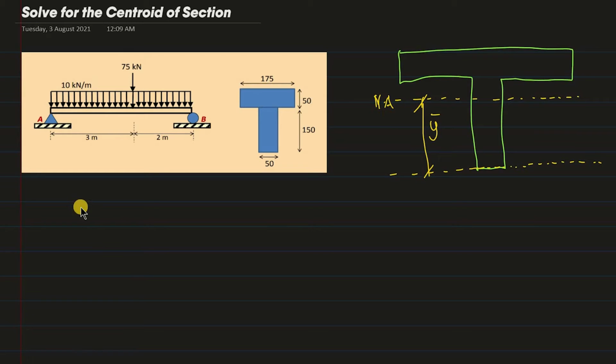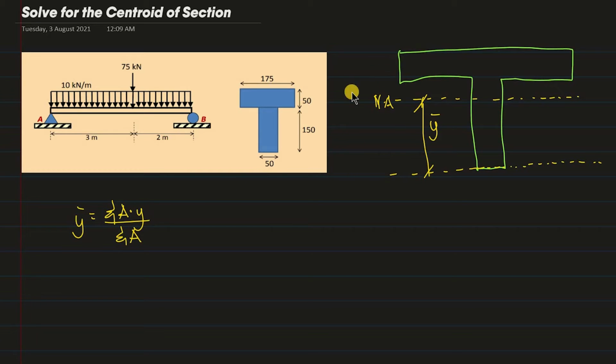Okay, so anong gagawin natin? Bar y would be simply equal to, nanggaling to sa statics, the summation of area times y divided by the summation of the areas. Okay, so ano tong area?